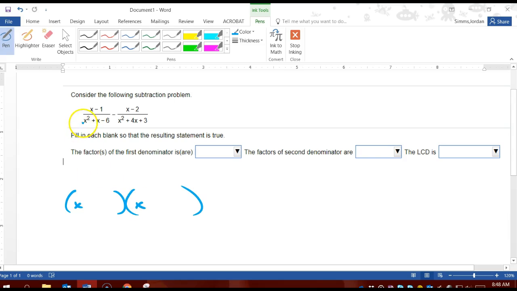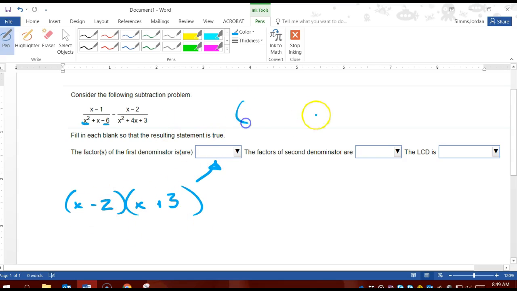x and x are the factors of the left term. Now, minus 6 means we want a negative and a positive, right? And I want a positive left over. So let's go plus 3 minus 2. So that's your answer for the first one. Just list those factors, put them in with brackets, and there you go.